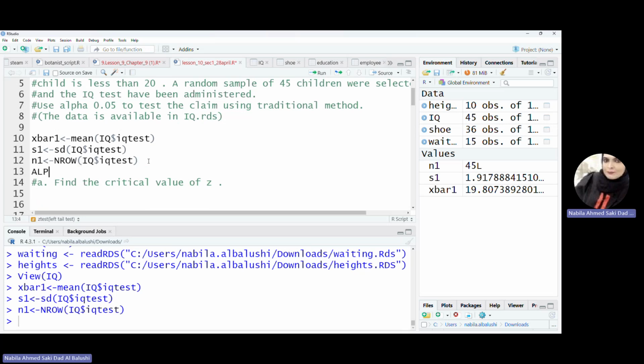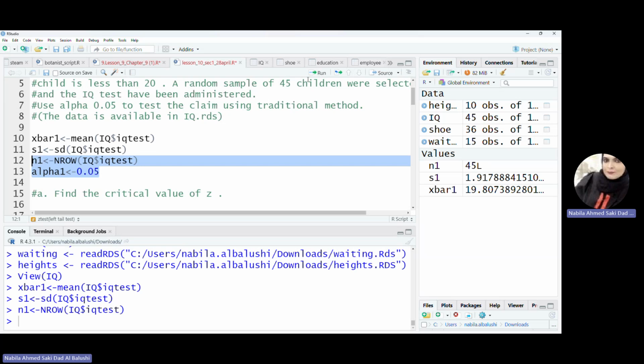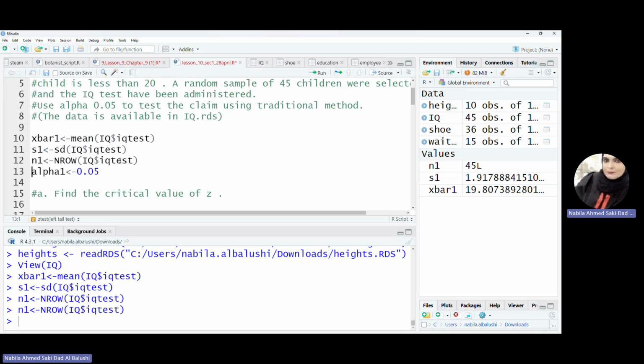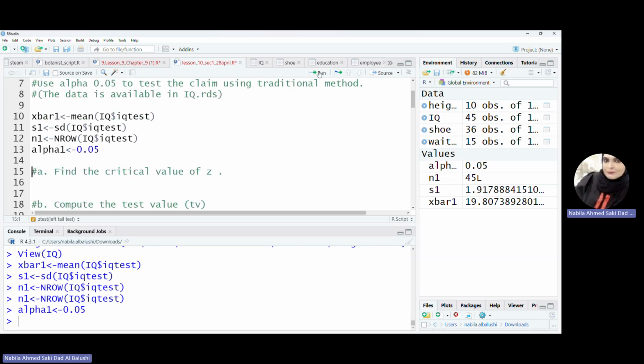We also need alpha. It's given in this problem, the alpha value is 0.05. Okay, so let's save everything here in the environment. Already we have saved the standard deviation, N1 is saved, alpha is saved also here, 0.05.